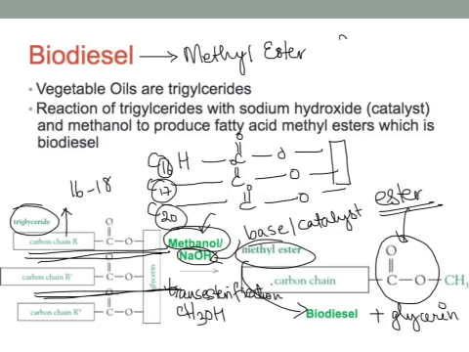Glycerin is sometimes also called glycerol. It's the same thing. Glycerol, glycerin, they're the same thing. And oftentimes what you do with glycerol or glycerin is that you can use it for other things. It's used in cosmetics and things like that. So you could use it separately for other uses. You could also incinerate it and use heat from it as another energy source.